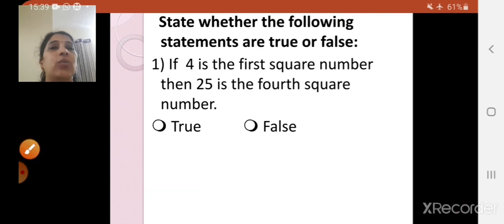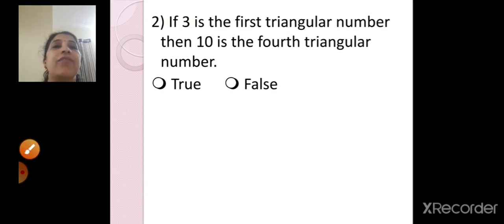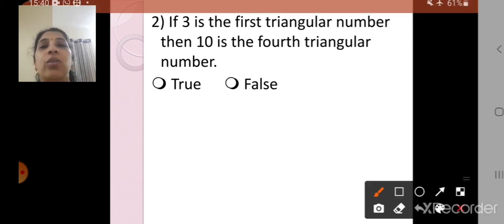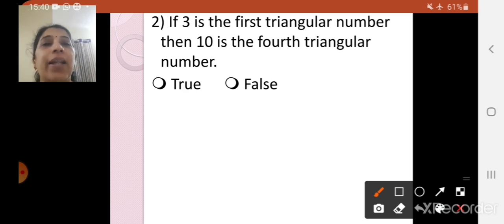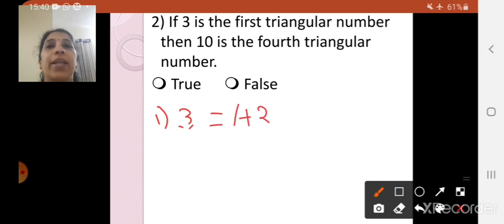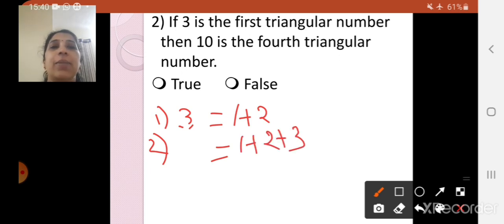So now let's move to the second one. If 3 is the first triangular number, then 10 is the fourth triangular number. You have to say whether it is true or whether it is false. Now for the triangular numbers also we'll do the same thing. We'll write, first one is what is given? 3, right? So what is 3? How it is written? 1 plus 2, right? Now what is the second one? We'll have to increase the number, right? 1 plus 2 plus 3. So 1 plus 2 is 3 and 3 plus 3 is 6. So 6 is the second triangular number.